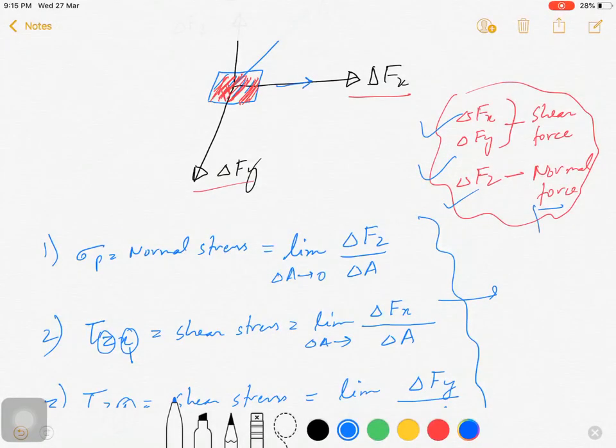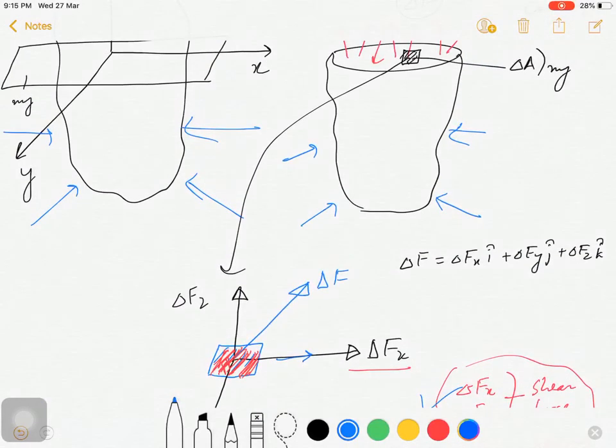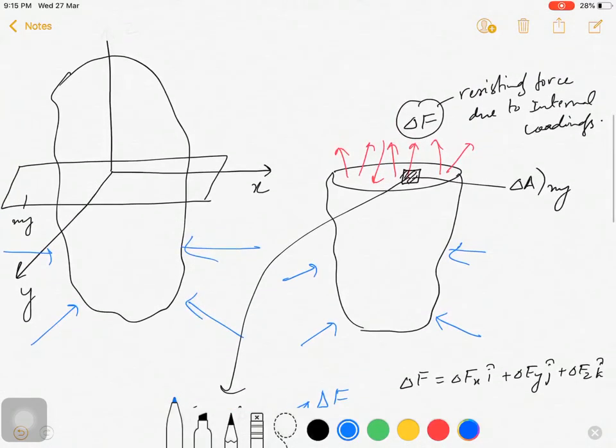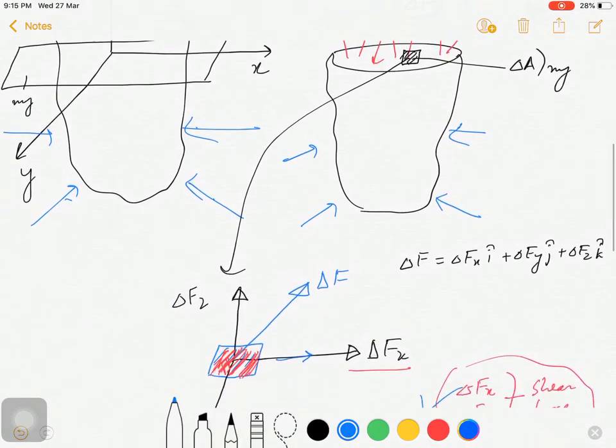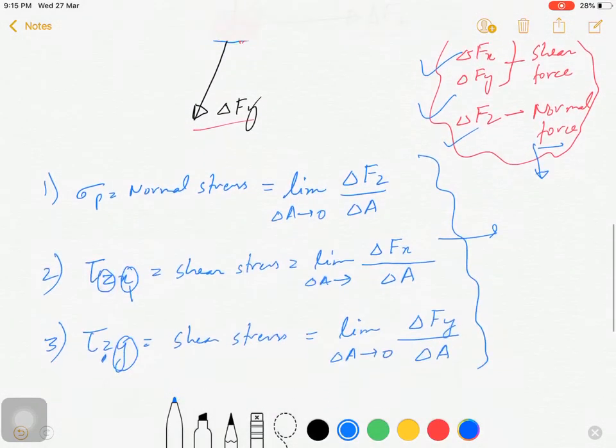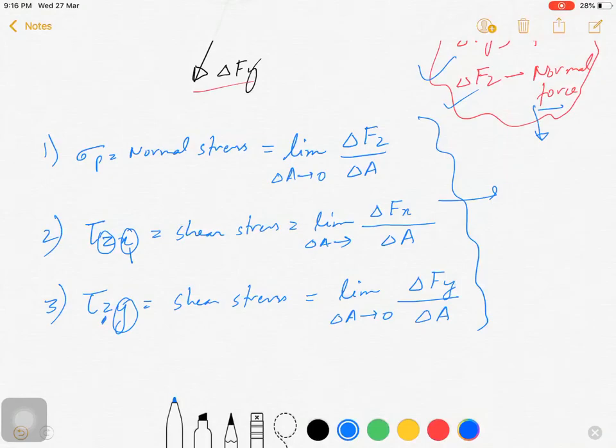These resisting forces are produced due to internal loadings, and internal loadings are produced to keep the body in equilibrium because we have applied some external forces to it. So we will end today's lecture here and we will continue in the next lecture.